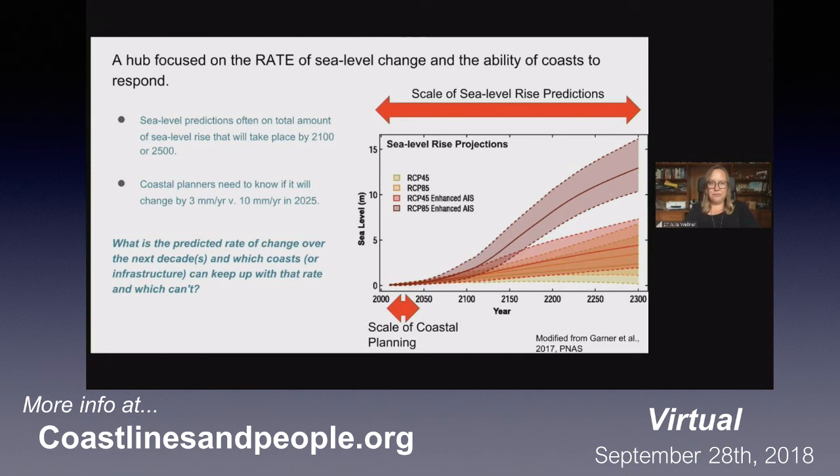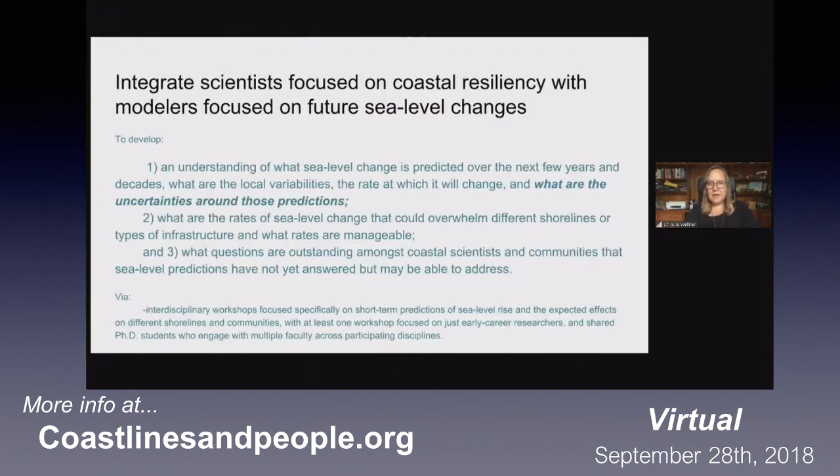So this hub would be focused on answering the questions of what are the predicted rates of change over the next couple of decades, and which coasts or coastal infrastructures can keep up with that rate and which cannot. So specifically, this hub would integrate scientists, planners, modelers, biologists, and social scientists who are focused on various aspects of coastal resiliency, and integrate them with sea level change modelers to develop some specific sets of information.